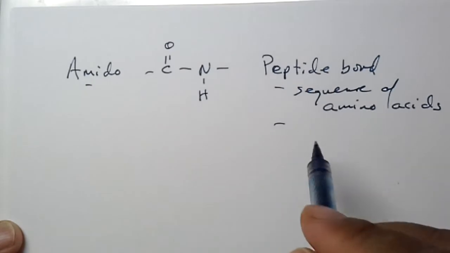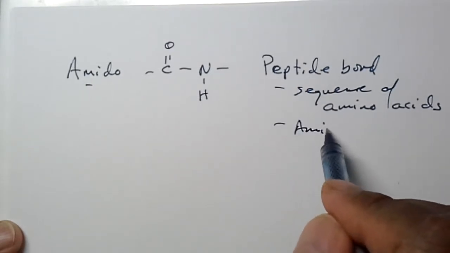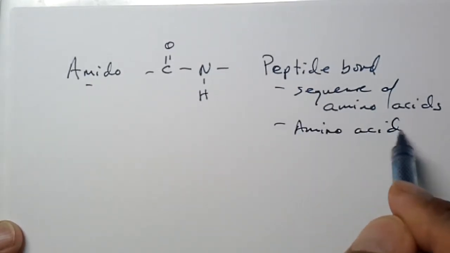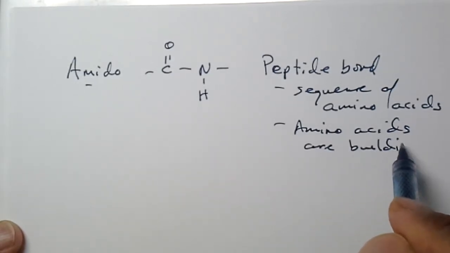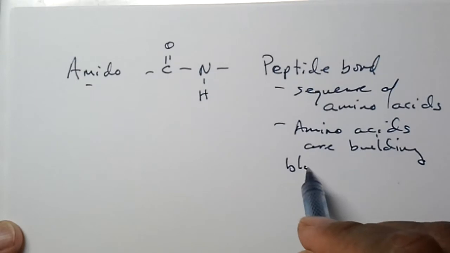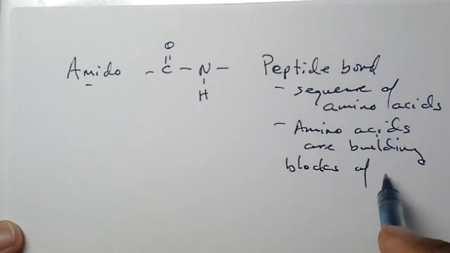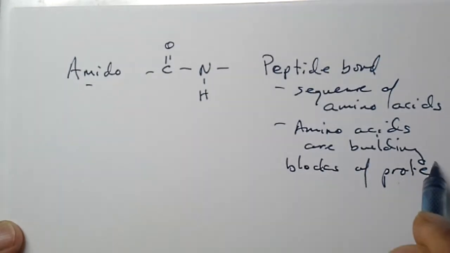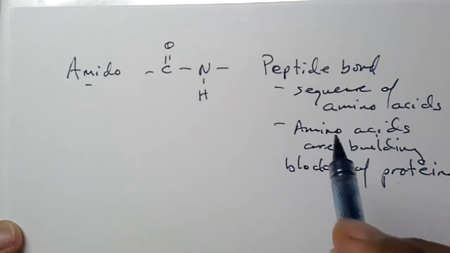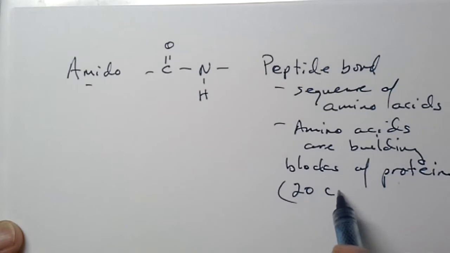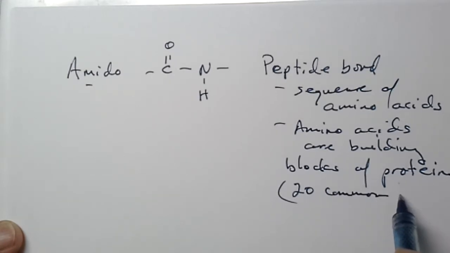Okay, and amino acids are what? Amino acids are the building blocks of proteins. And I have a list of the 20 common amino acids that I'm going to pass out very shortly.